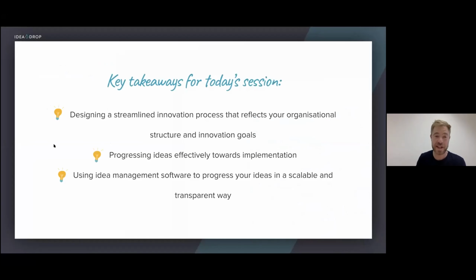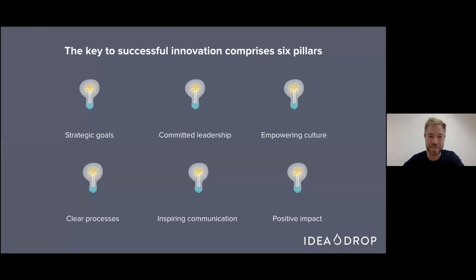Key takeaways for today's session: you should have a defined, streamlined innovation process. This is important because innovation is not just about capturing ideas, but what you do with those ideas and how you move them forward. We're going to look at the structure, the process, the methodology, and how you can implement that in your organization, and prove that value back internally.